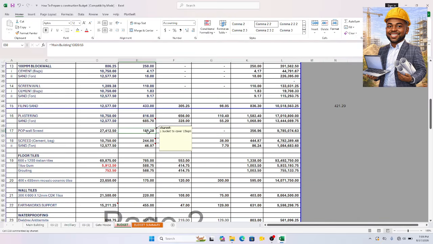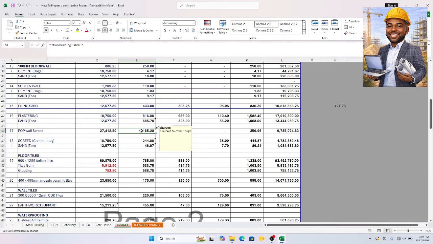Now for wall screed, basically we use putty. You just mix and then you apply. You don't have to buy the POP cement and then begin to mix. Just buy the complete putty, put water in it, mix it, and then you begin to use. Now, a bucket covers between 15 and 18 square meter. Another one will tell you between 13 and 18 square meter. So each bucket is 15 square meter here.